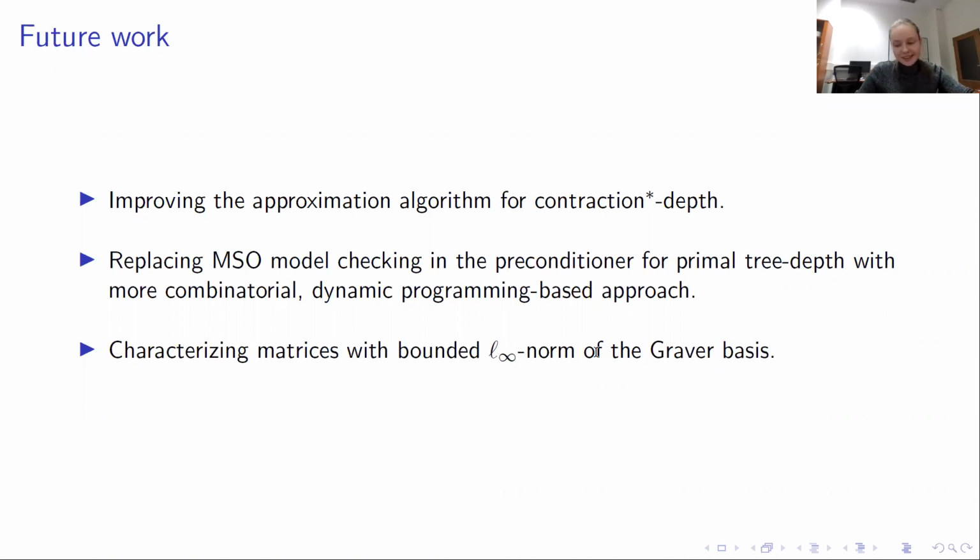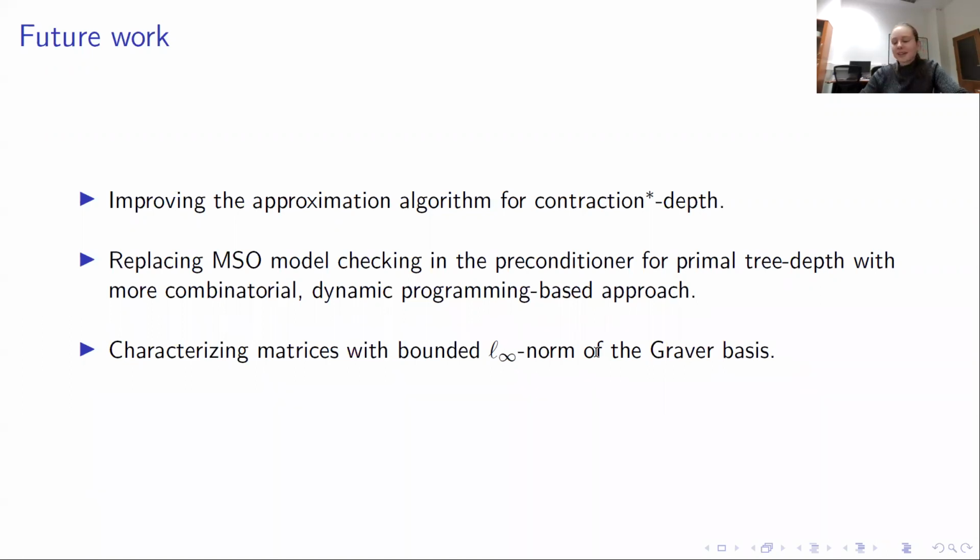The other problem is improving the other preconditioner, the preconditioner for computing a matrix of small primal tree depth that was based on model checking. What we would like to do here is replace the model checking approach with a more direct combinatorial and dynamic programming based approach, similar to the case of the preconditioner for computing small dual tree depth. And the third problem that I would like to mention here is the characterization of matrices with bounded infinity norm of the Graver basis, and also finding the connection of the matroid parameters to the Graver basis of integer matrices.